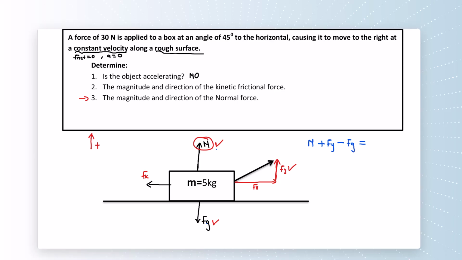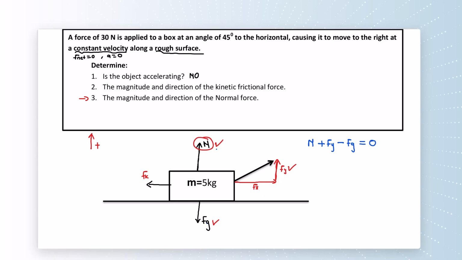Constant velocity. Okay, but now, along the vertical, there is no movement. This thing is not rising up and it's not sinking down. So there is no movement there. The acceleration is 0. We're going to have equals to 0. The F net is going to be 0. Now let's go ahead and fill in what we can fill in.